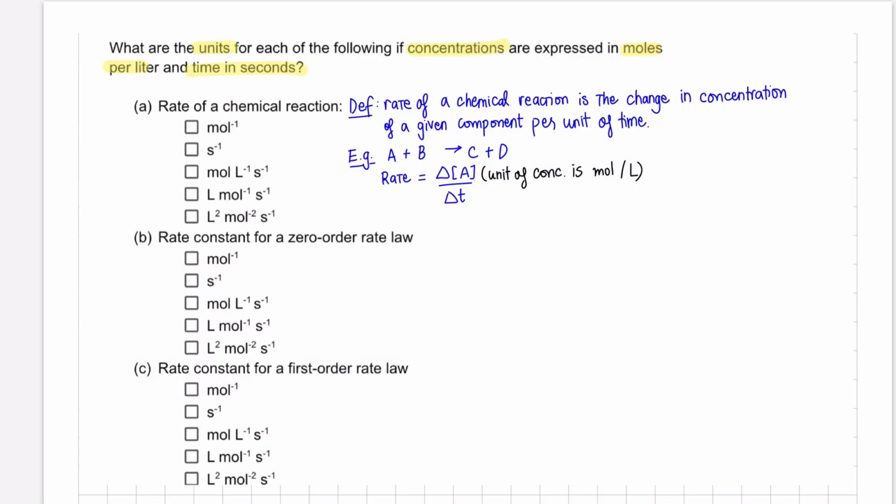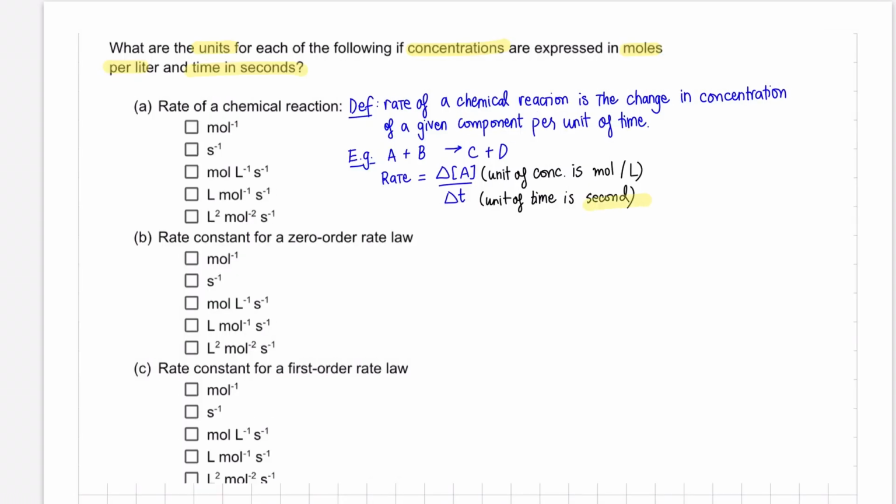Here, the unit for concentration is moles per liter, and the unit for time is going to be second. Therefore, the unit of rate is going to be equal to moles per liter divided by seconds. So if we rewrite that, we'll have moles over liters times 1 over second. And we can further rewrite it as moles times 1 over liters times 1 over second. And 1 over liters can be rewritten as liter to negative 1. Same thing, so 1 over seconds can be rewritten as seconds to negative 1.